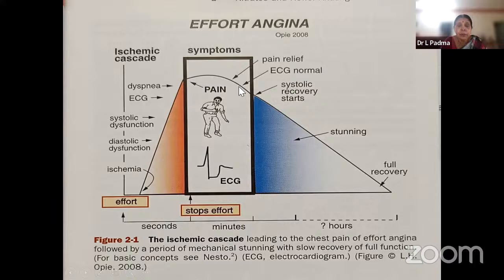Otherwise, what happens? You give all these things, pain relief, the ECG comes back to normal, systolic recovery also starts, but stunning would have taken place. Cardiac stunning would have taken place, and a partial ischemia or necrosis will take place over a period of time, depending on other problems like age and the amount of activity the person would have done. All these will matter. So this has to be recognized, where we miss this, and we must see to it that the person does not go on to either ischemia or infarction.